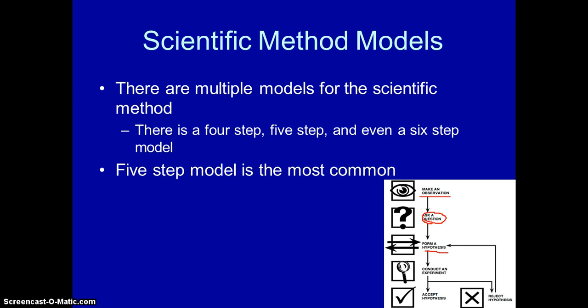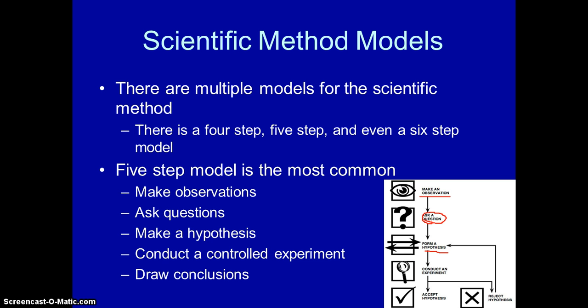The 5-step model is the most common, and the 5 steps include making observations, asking a question, making a hypothesis, then conducting your controlled experiment, and drawing a conclusion. Those conclusions can be, well, I could accept my hypothesis, meaning, yep, that's true, this is exactly what causes it, or I might possibly reject it. Nope, it absolutely did not work. We will not use that as our possible explanation.